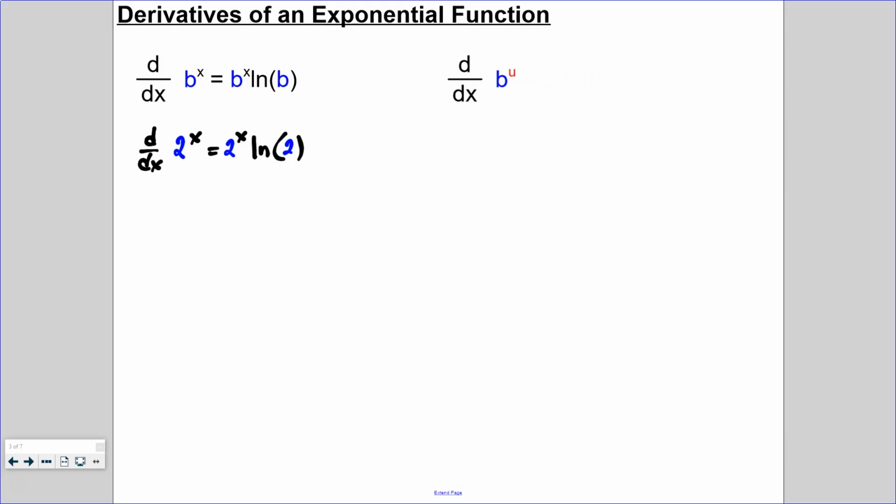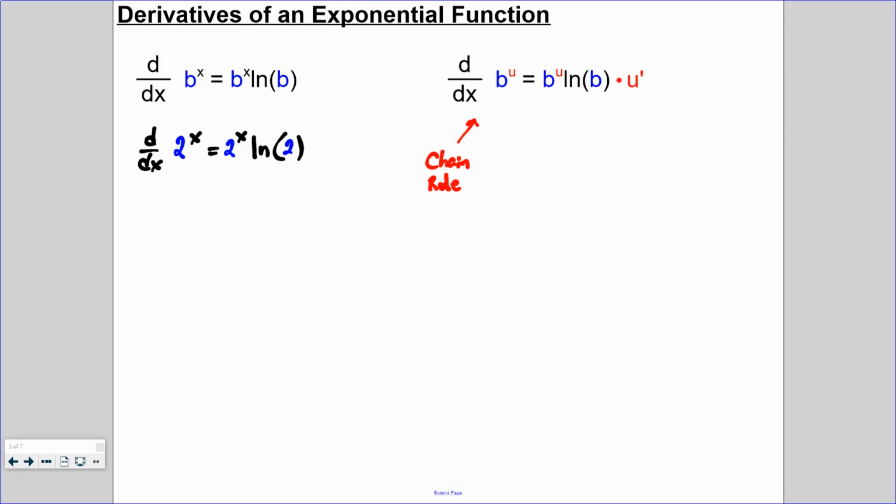Alright, then moving on to our second formula here, we can see that we are going to have to use the chain rule because we have a function inside of our exponential function. Which means we'll take the derivative like normal, or the derivative of the outside, to be b to the u times the natural log of b, but because of the chain rule we have to multiply by the derivative of the inside, which in this case is u prime.